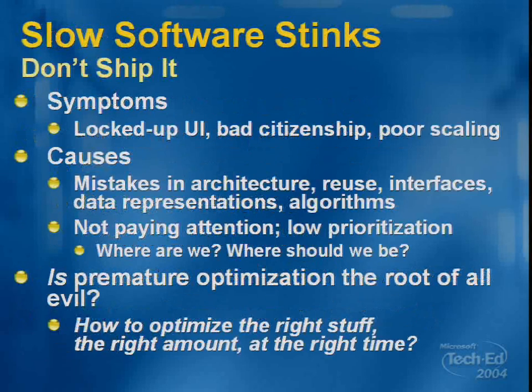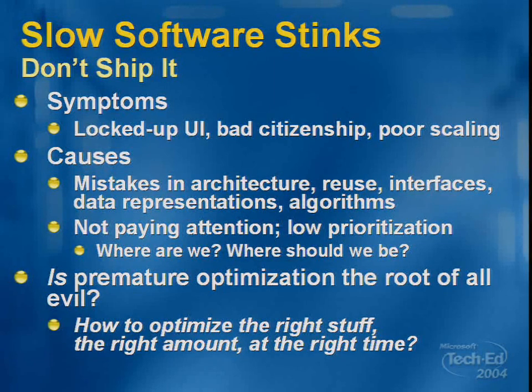Okay, so why are you all here? It's because you have passion about writing fast software. You think, like I do, that slow software just stinks and you don't want to perpetrate it on your users, your customers. So what are some symptoms of performance problems? UIs that lock up, whether it's splash screens, progress bars, wait cursors, or just completely locking up. Or applications that are bad citizens on the machine, that peg the CPU, that thrash the disk, or gobble up a lot of working set, a lot of memory.